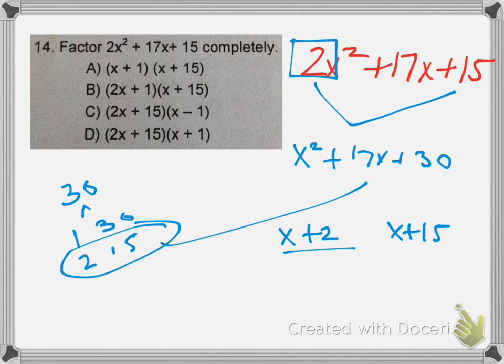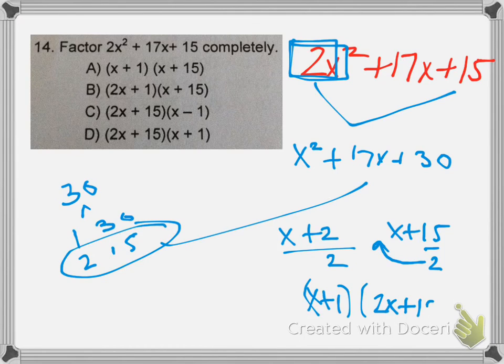Alright, what I'm going to do is divide each piece by the front number, that 2 that I had put in this box earlier. So 2 over 2 is just 1. That's one answer, or one factor. And the other one, 15 over 2, doesn't reduce. This is why it's called bottoms up, for anybody that wants to remember. That is 2x plus 15, which you should see is answer choice D.